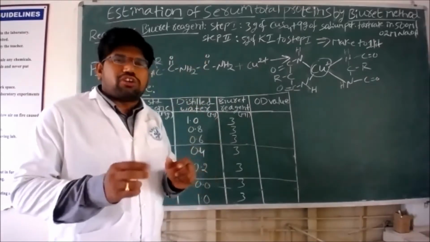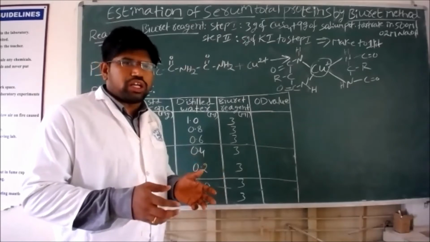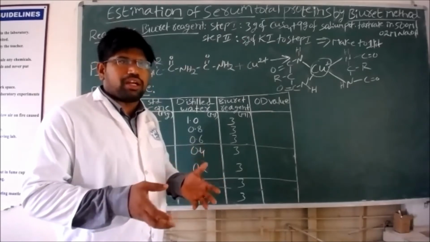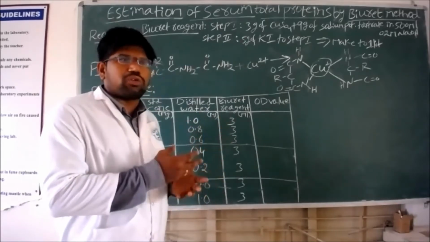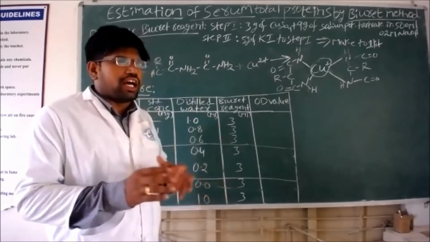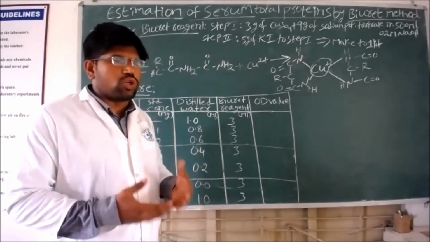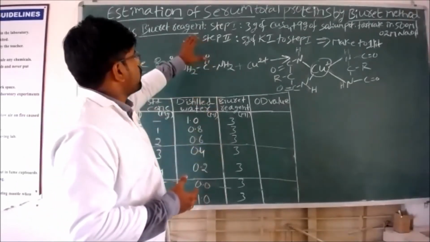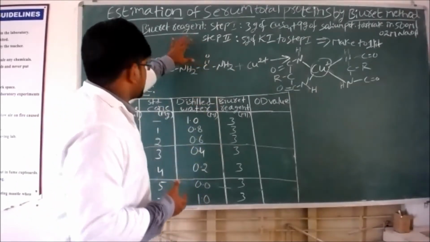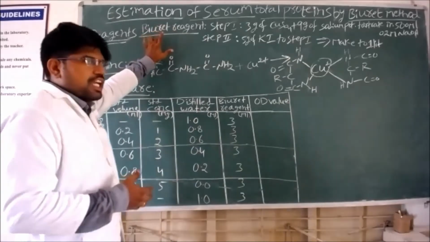If any undissolved part is there, no need to worry. You just filter the reagent, and you can remove the undissolved particles. Automatically, you will get a clear solution. In that way, we prepare the Biuret reagent. That is the first requirement for the experiment.